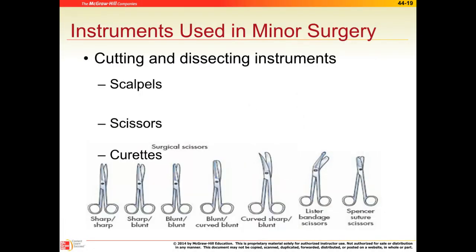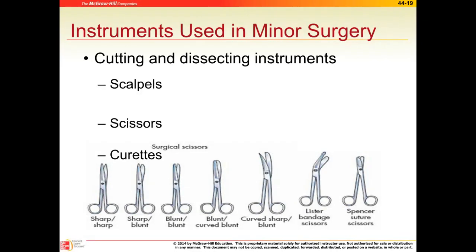Okay, so we're going to talk about a few instruments. There are different kinds of scalpels, scissors, and curettes. What we're looking at here are all different types of scissors. I will ask you some of these types of scissors, and they're needed for different things. Sharp scissors lots of times are needed in debridement. Blunt scissors are needed sometimes in wound therapy. And there'll be a sharp on one end and blunt on the other side, sharp, blunt.